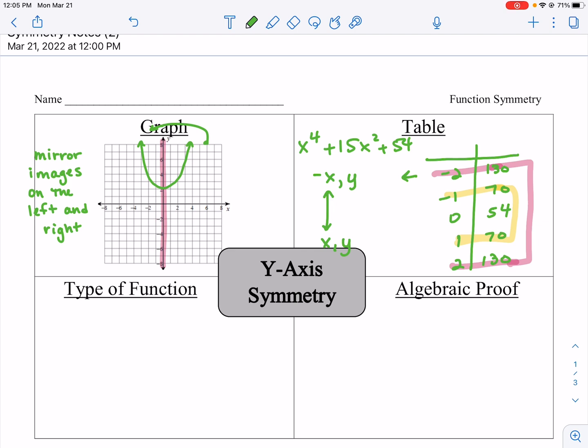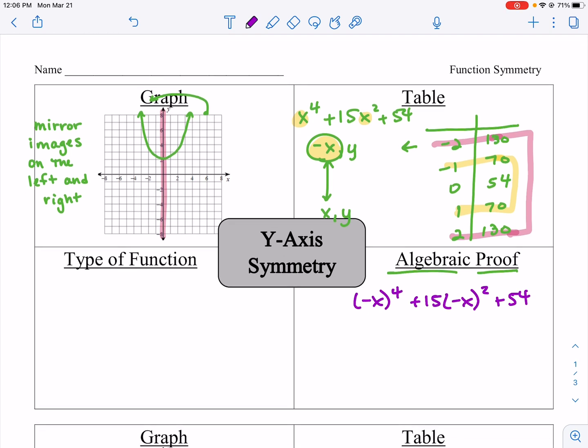Well, this leads to the algebraic proof of that. Okay, so we could say that we could algebraically prove that this has y-axis symmetry if we plug in this negative x, this negative x right here into these x values, because it shouldn't make any difference. So let's give that a try. So if we were to take out x and put in negative x, so negative x to the 4th plus 15 times negative x squared, if we were to do that, we get the same result, we get the original equation, then we would say that this has y-axis symmetry.